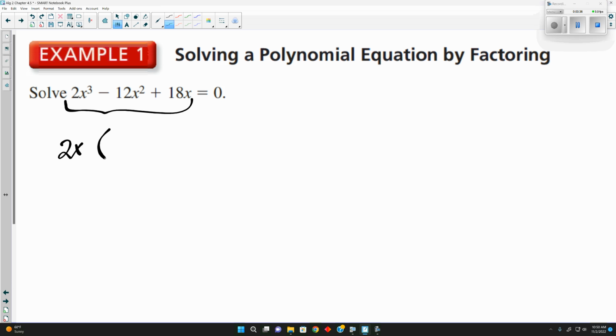I have a question. Yes? At the cube and the square. We cannot factor there because they have different powers.